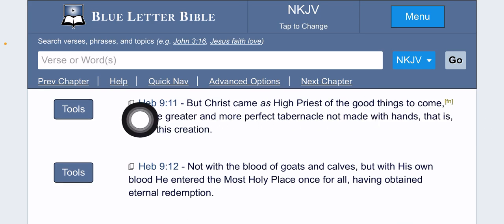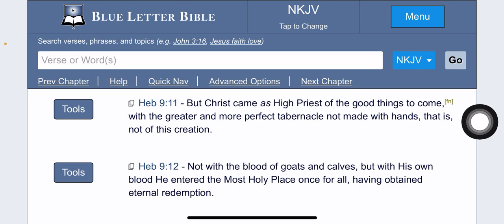Now let's read Hebrews 9:11. But the anointed came as high priest. The anointed is Yahawashi. But the anointed came as high priest of the good things to come, with the greater and more perfect tabernacle, not made with hands, that is, not of this creation. Okay? So Yahawashi came and he became the high priest. Yahawashi is the high priest now.